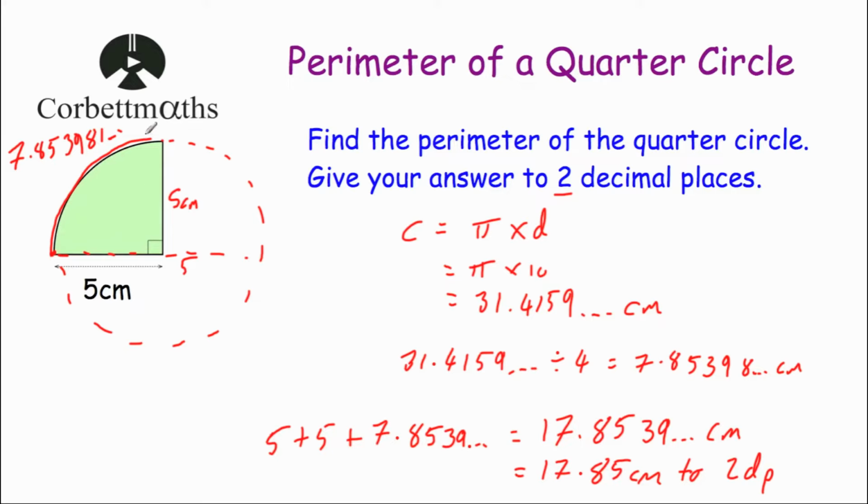And just to recap, to find the perimeter of a quarter circle, you imagine it's a whole circle. You then do pi times diameter to get the circumference of the whole circle. Divide that by 4 to get the length of the arc, and then add on the radius and the other radius, and that will give you the perimeter of the quarter circle. Okay, let's have a look at a non-calculator question now.